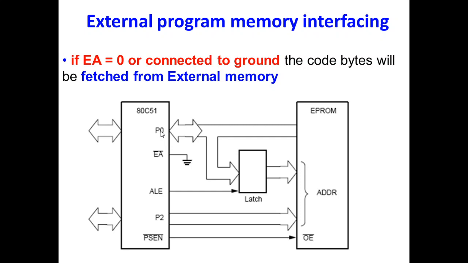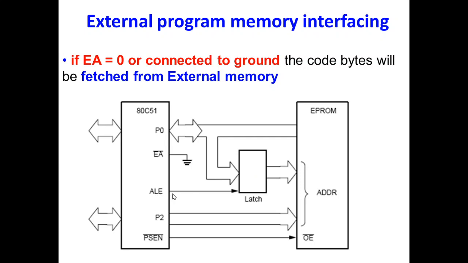Now this port 0 carries data also. Initially you are sending the address here. That address is on the P0 port and P2 port. After that you are giving the control signal, that is ALE, address latch enable. This is the latch. The purpose of the latch is to hold the address, because you are using the same bus for carrying the data also, and that's why you want to make this bus free. For that purpose, you latch the address into the latch register, and that's why you are giving the signal address latch enable.